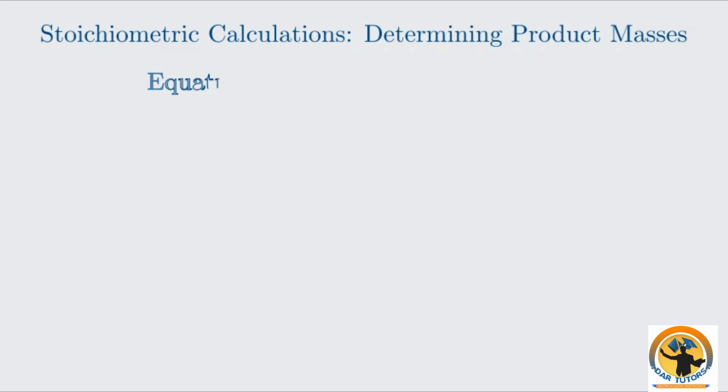Let's take the classic Haber process as our example. Nitrogen reacting with hydrogen to form ammonia. In terms of molecules, this equation tells us that one molecule of nitrogen reacts with 3 molecules of hydrogen to form 2 molecules of ammonia. This ratio holds true regardless of the number of molecules. For instance, 100 molecules of nitrogen would react with 300 molecules of hydrogen to produce 200 molecules of ammonia.